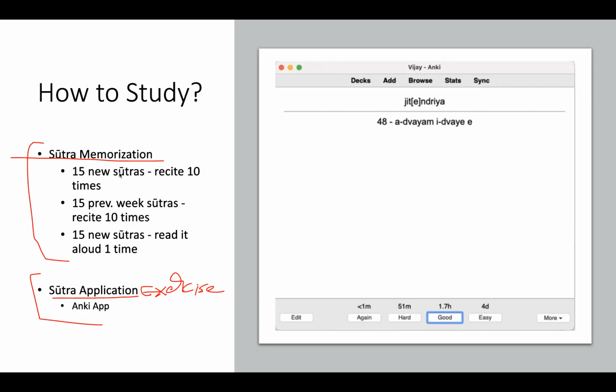So the recommendation I give is 15 new sutras you need to learn every week. So how are you going to learn? You don't need to actually sit and memorize everything. That's not going to be a sustainable process. So this exercise, if you just do it, then you will just remember the sutras. This is what I did, and I'm remembering the verse sutras like this. And if you follow this, it will work for you as well.